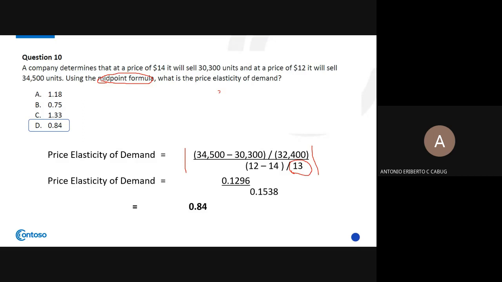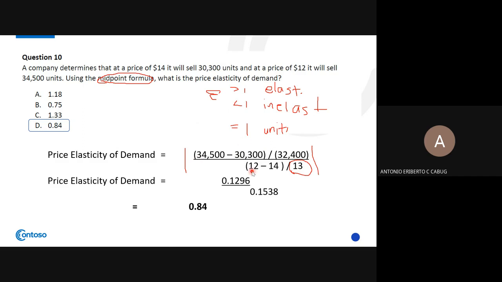Interpretation. If elasticity is greater than 1, it is elastic. If elasticity is less than 1, it is inelastic. Hindi masyadong maggalaw. If elasticity is exactly equal to 1, it is unitary or unit elastic. Kapag sinasabi natin greater than 1 yung elasticity, konting galaw lang sa presyo, biglang galaw sa quantity. Ang laki. Pag inelastic, galawin mo man yung presyo, yung quantity hindi masyado magbabago.